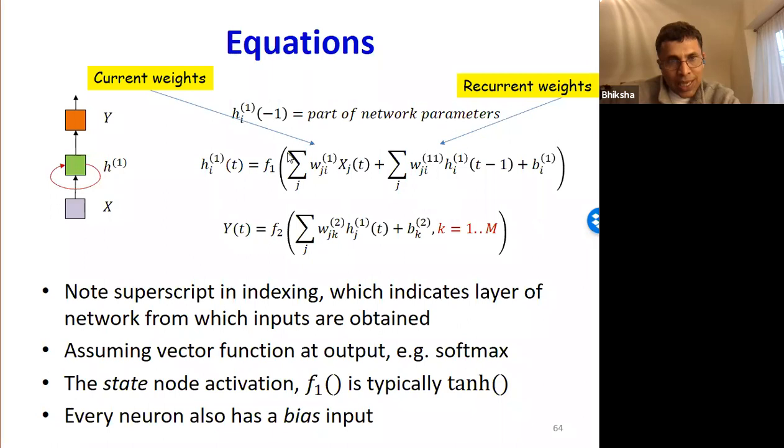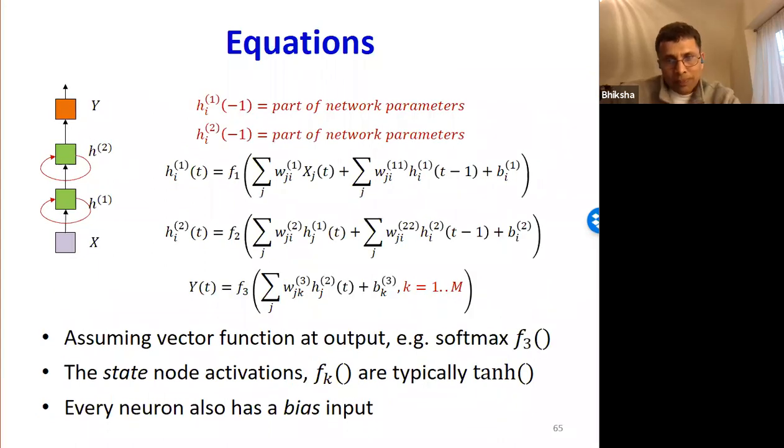And so you can see that at any time t, it computes an affine function of the inputs at time t and the hidden state at time t-1. The output, of course, is just an affine function of the hidden state at time t. And so the output is an activation of an affine function of the hidden state at time t.